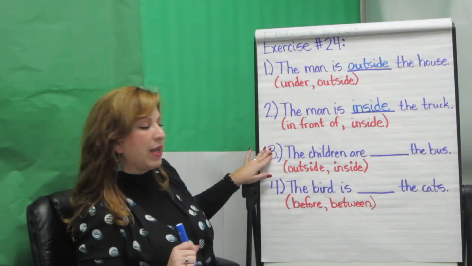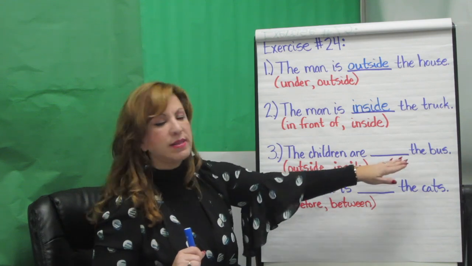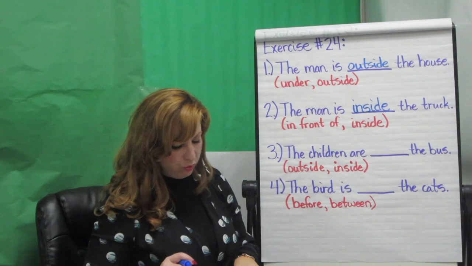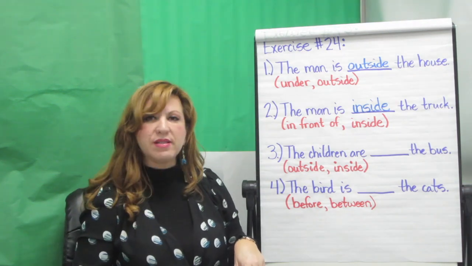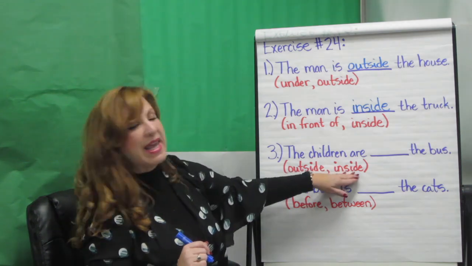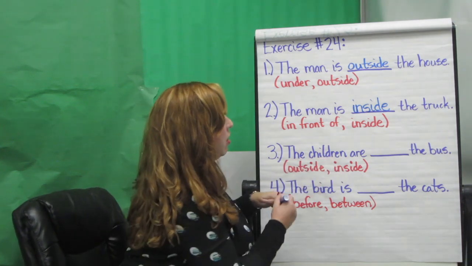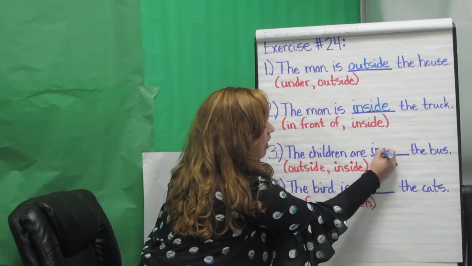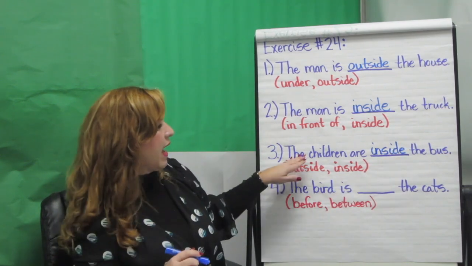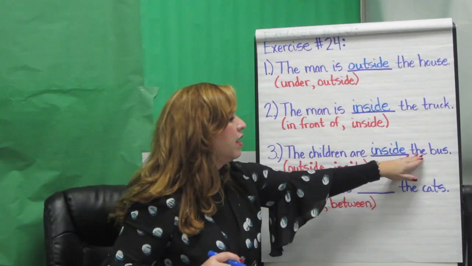So, number 3, we have the children are outside the bus or the children are inside the bus. So if we look at the picture, we could see that the kids are inside the bus. So we would use inside to complete the sentence. The children are inside the bus. So again, we have the children are inside the bus.